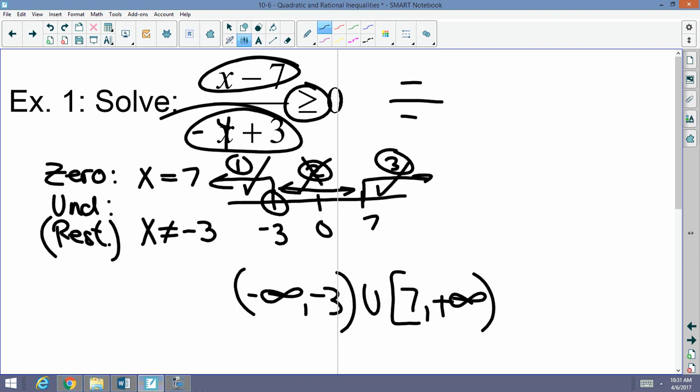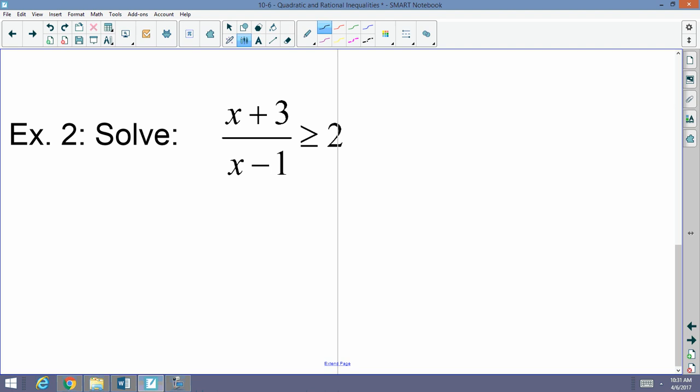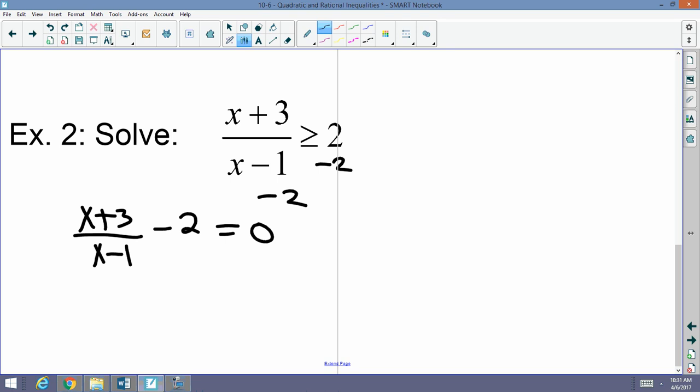You with me here? All right, let's do it. What do we got to do here first? Subtract the 2. Very good. So I'm going to subtract 2 to both sides. So I've got (x plus 3) over (x minus 1) minus 2 equals 0.